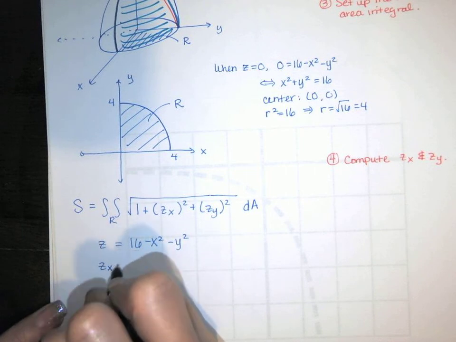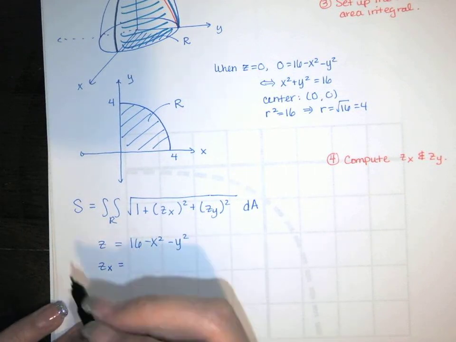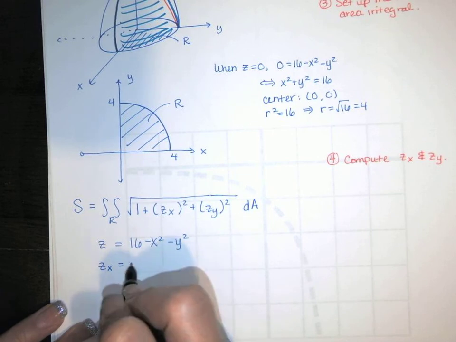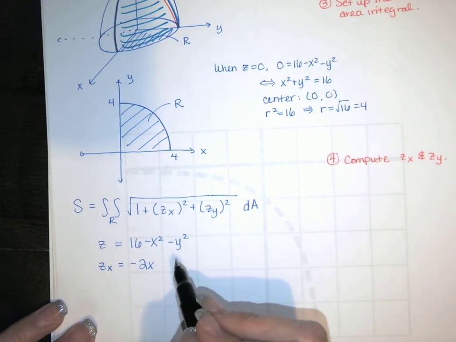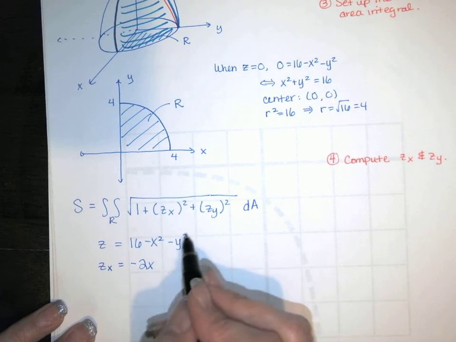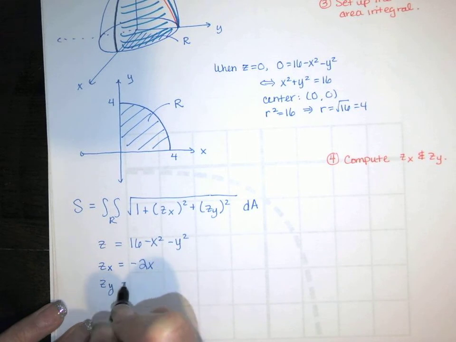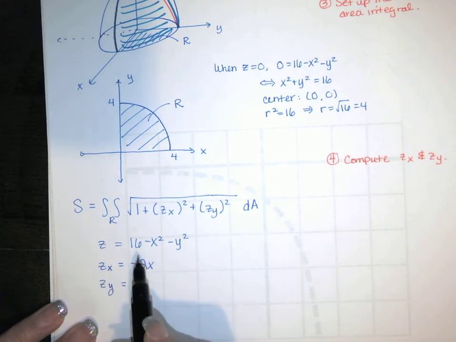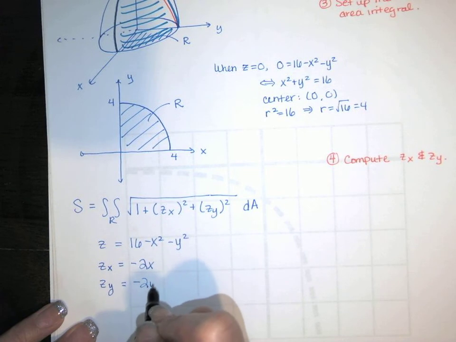The partial of z with respect to x is pretty easy to find. Derivative of a constant is 0. Derivative of negative x squared with respect to x is negative 2x. This is constant with respect to x when we're taking a partial derivative, so it's 0. So we just get the partial of z with respect to x is negative 2x. The partial of z with respect to y, well, I get 0 here, and negative 2y over there.